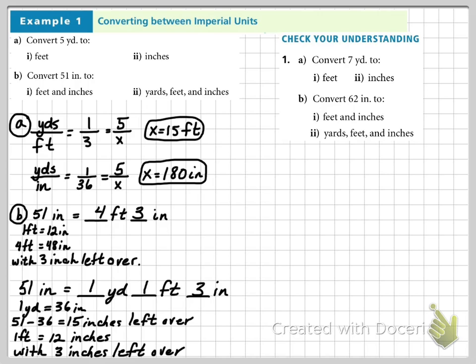Let's let you do that one. Stop the tape, finish this, and then move on and see how it works out.